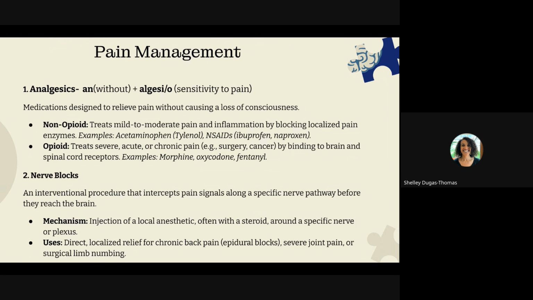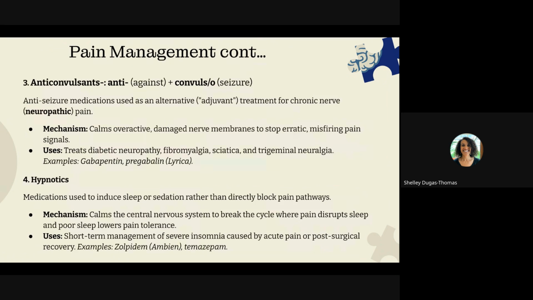So, analgesics, if you break it down, it's an, without, algesic, which is pain, medications that make you without pain. These do not make you unconscious, however. They're split into non opiates, NSAIDs, and opiates, including morphine. Nerve blocks are intervention injections of a local anesthetic directly around where the pain is.